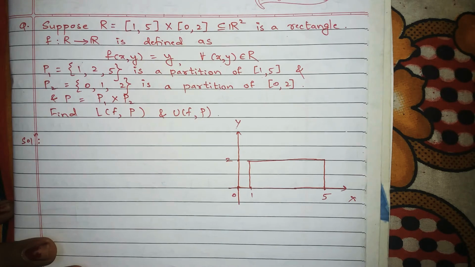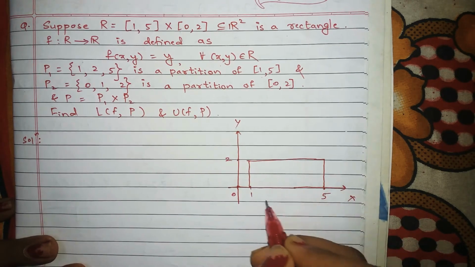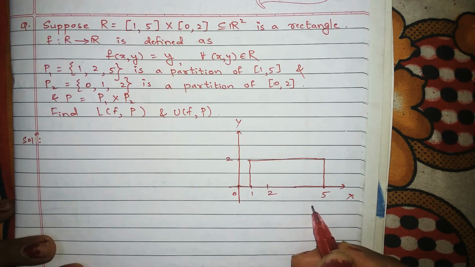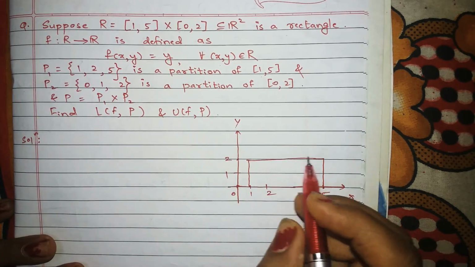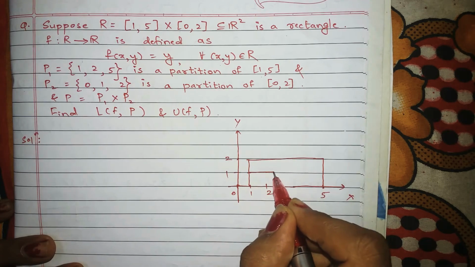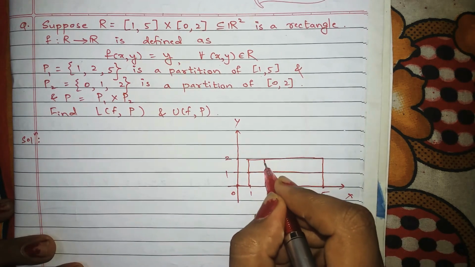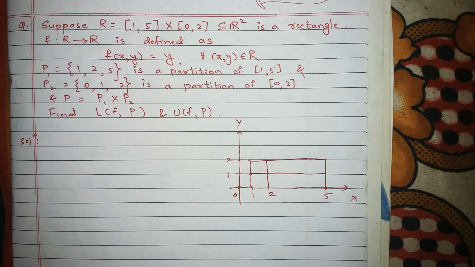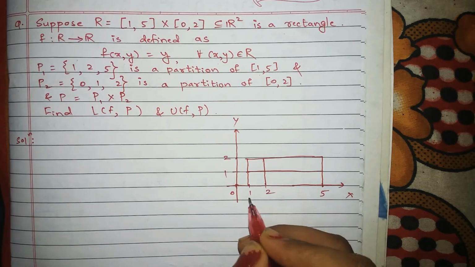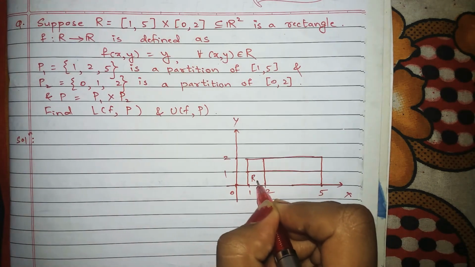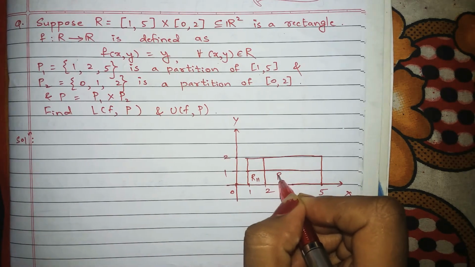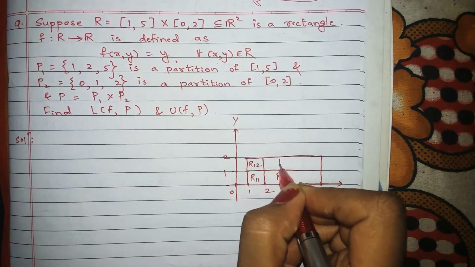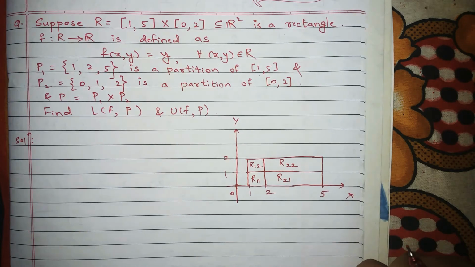Now let's see the partition. P1 is 1, 2 and 5. P2 is 0, 1 and 2. So this is the partition of rectangle R. So it divides rectangle R into 4 subrectangles. This is R11, this is R21, this is R12, this is R22.